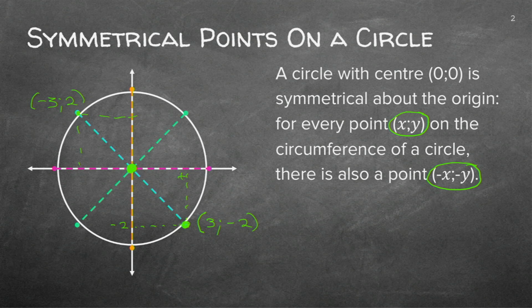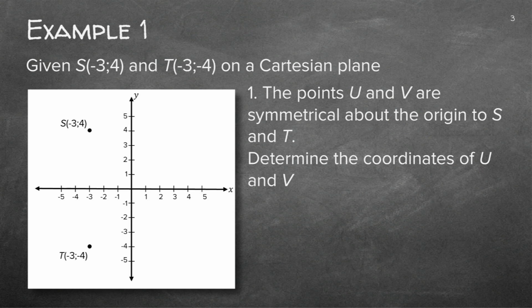There's the 2 green circles. You take the original point, and all you do, you change every sign that is inside the coordinate, and that will give you the symmetrical point. Good. Best way to do this is always to do an example.